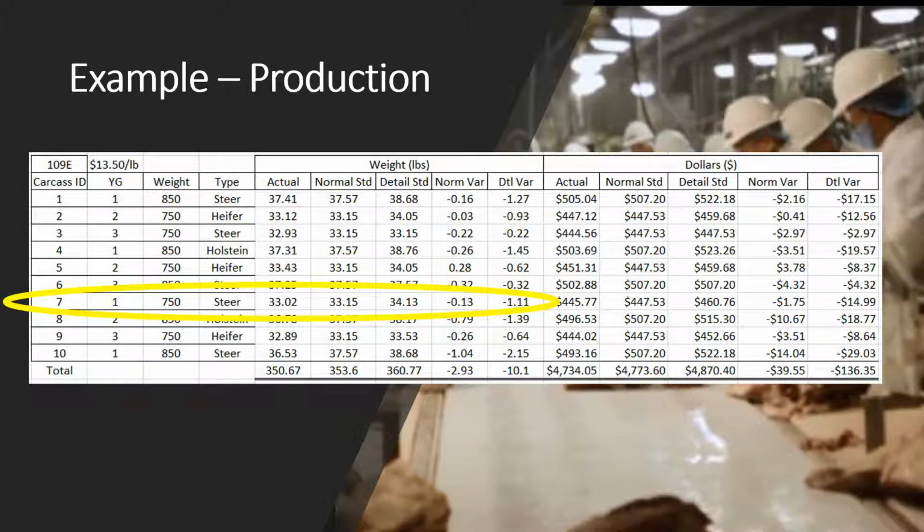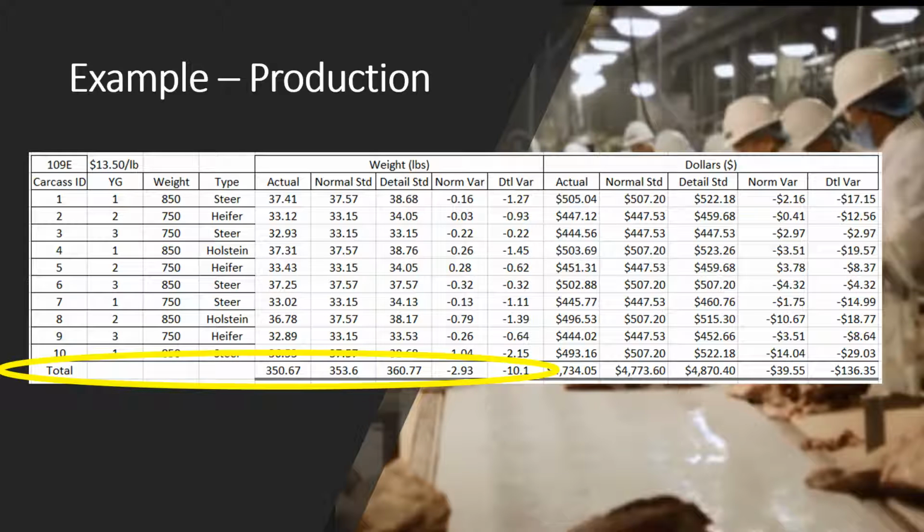The detailed standard would have been 34.13 because this is a yield grade 1 steer, not a yield grade 3. The normal variance would have shown about 0.13, but the detailed variance would have shown 1.11 pounds. If we look at the total for these 10 carcasses coming through the line, we've got a variance of about 3 pounds looking at the normal variance, but when we look at the detailed variance, the real variance is more than 3 times what the normal variance is.